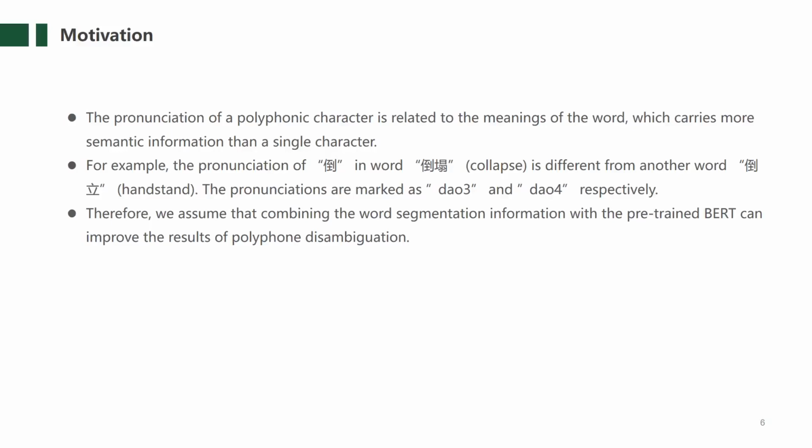Then is the motivation of this paper. The pronunciation of a polyphonic character is related to the meaning of the word, which carries more semantic information than a single character. For example, the pronunciation of this character in one word is different from that in another word, and the pronunciations are marked differently. Therefore, we assume that combining the word segmentation information with the pre-trained BERT can improve the results of polyphone disambiguation.